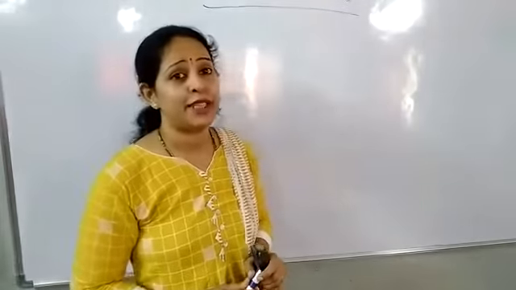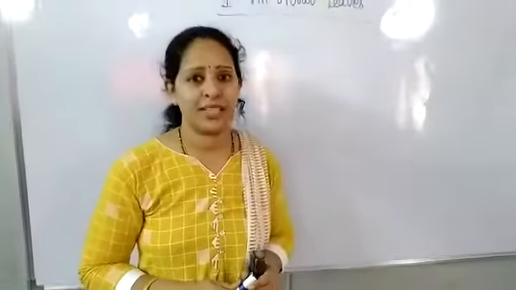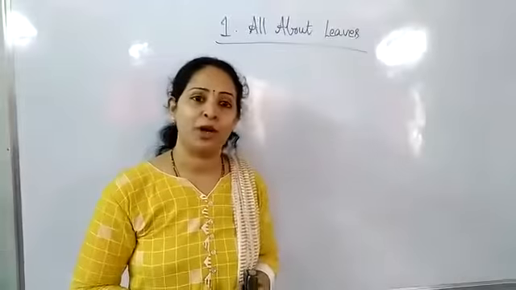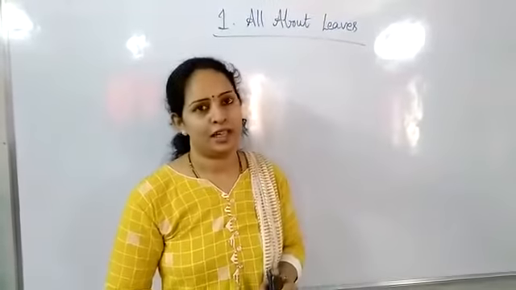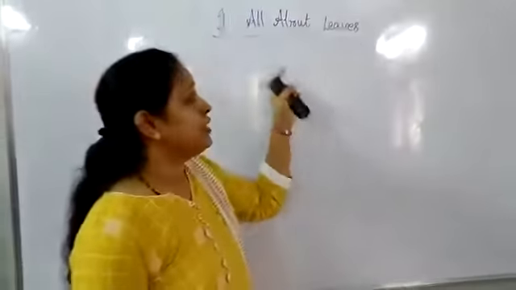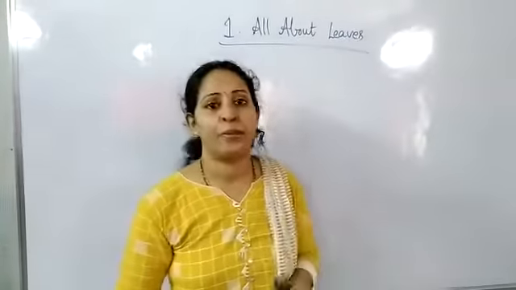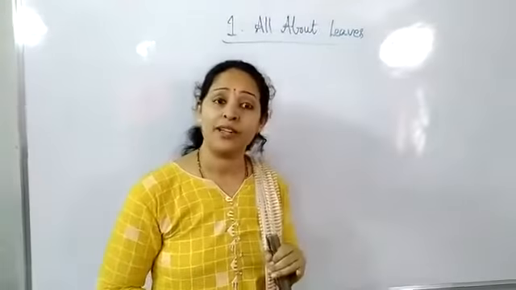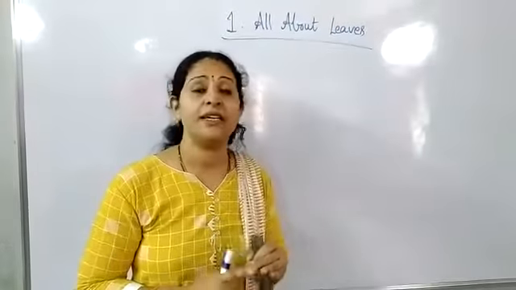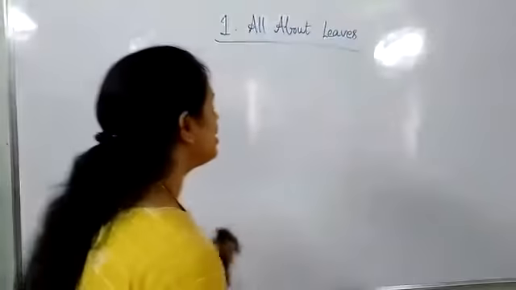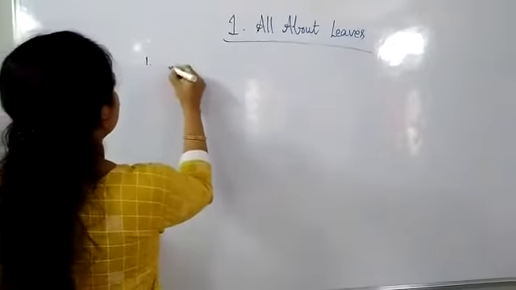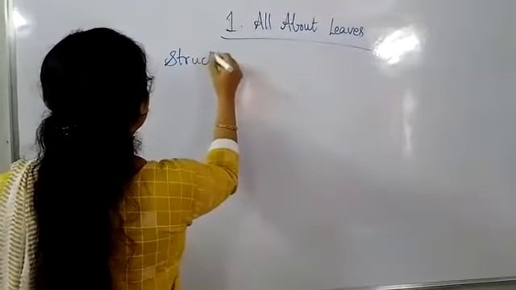Okay, we already discussed block 1. I want to revise block 1 again. What's the name of block 1? Come on, tell me. All about leaves. So mainly in all about leaves we have 4 topics. What are those? Structure of a leaf, differences between the leaves, simple and compound leaf, and functions of a leaf. So what is the first topic? Structure of a leaf.